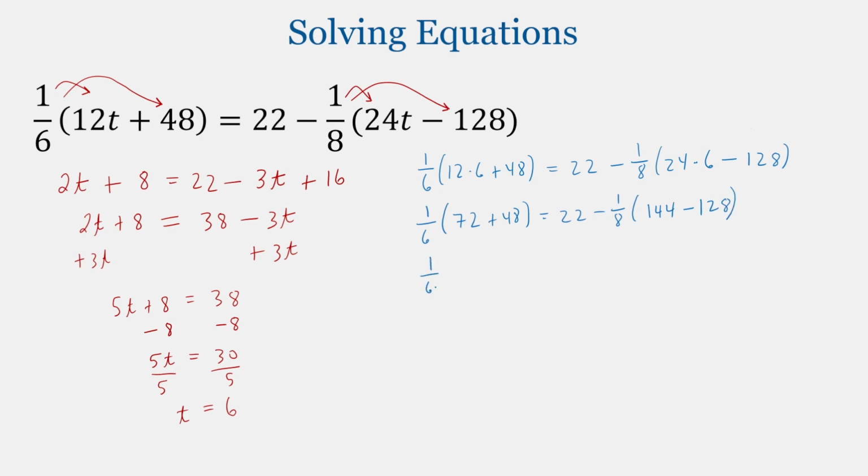We have 1/6 times 120 equal to 22 minus 1/8 times 16. And now we'll multiply. 1/6 times 120 is 20. And that's equal to 22 minus 1/8 times 16, which is 2. And we have 20 equal to 20. So the solution to this equation is t equal to 6.